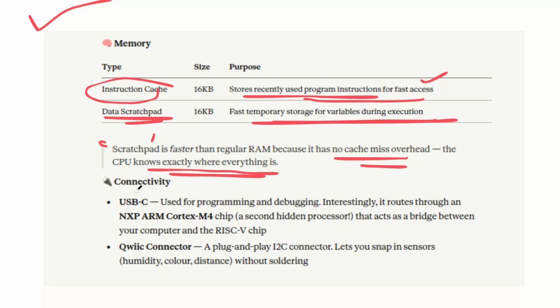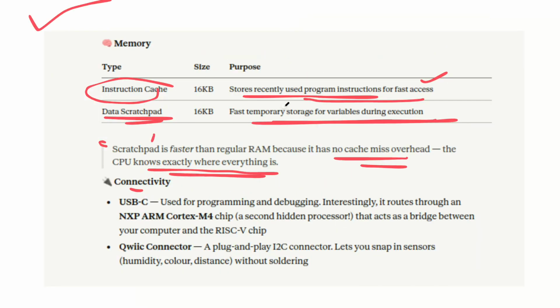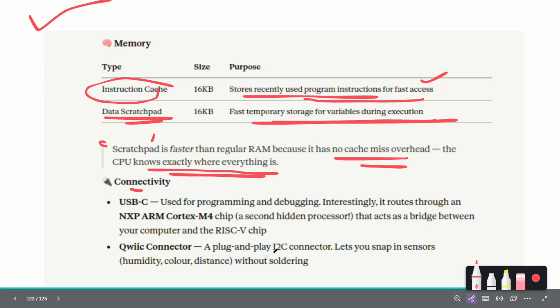Now connectivity. How is the connectivity done? It is basically done using the USB-C and the Qwiic connector, right? The USB-C is used for programming and debugging. The Qwiic connector is a plug and play I2C connector that lets you snap in sensors without soldering. That is how you can connect your sensors.